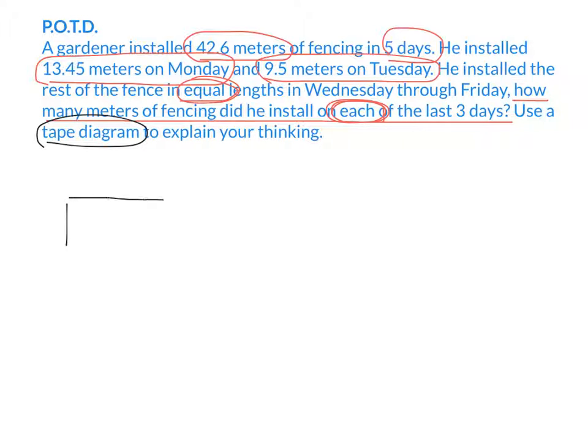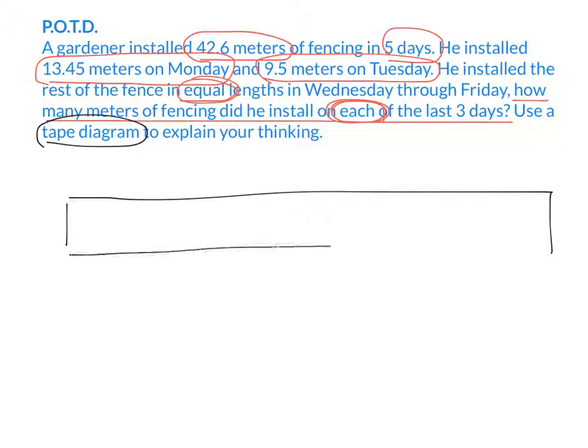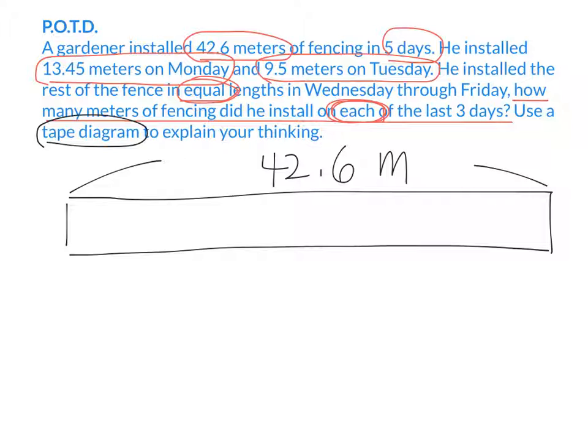Remember, tapes are always rectangles, yes? And if that tape represents the entire length of fence, how much is it altogether? 42.6. Very good. So let's label it 42.6 meters. Now, how many days did he work on the fence? 5 days. So let's put it into the 5 days. 2, 3, 4, 5. So this is Monday, Tuesday, Wednesday, Thursday, and Friday, right?